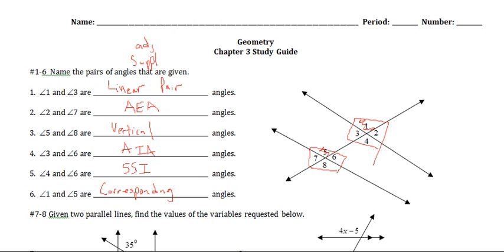So make sure for the test that you know each of these, and you know not only what they are, but you know their relationship. Like alternate interior angles are congruent. Same side interior angles are supplementary. You've got to know the relationship and the names.